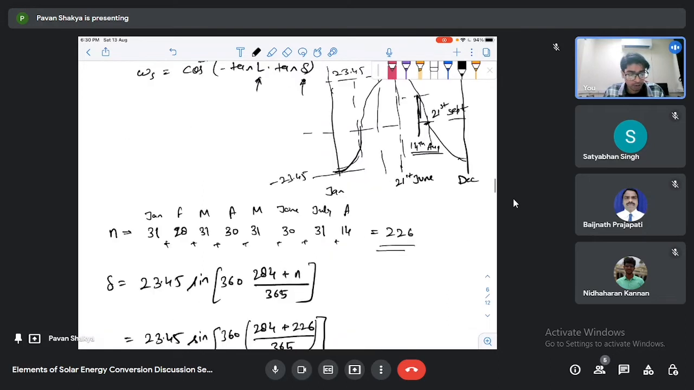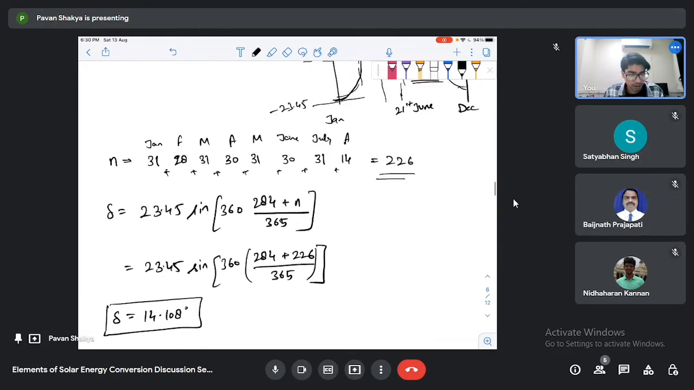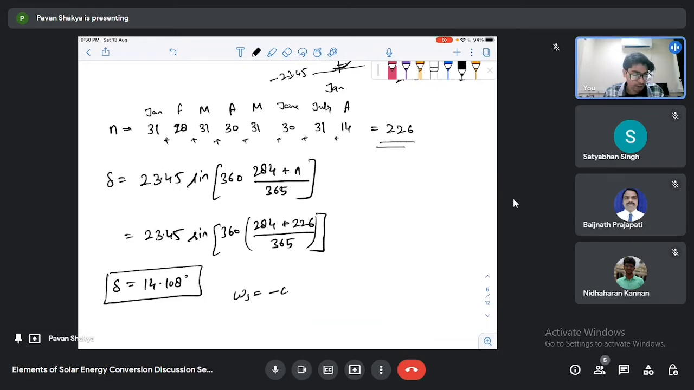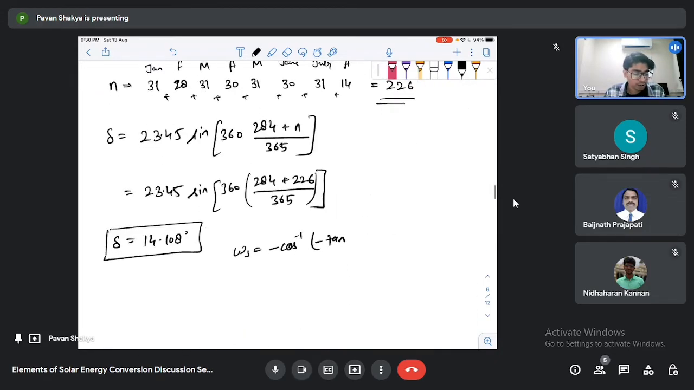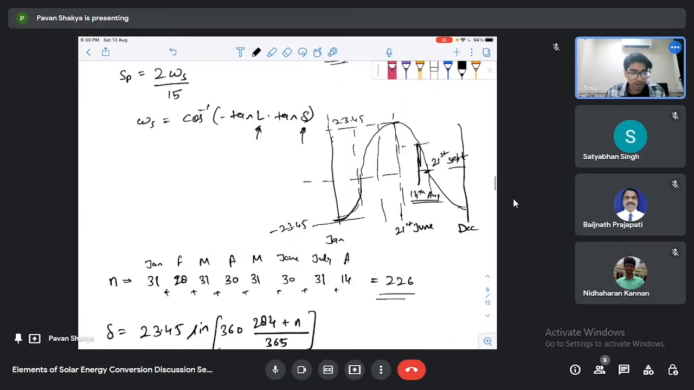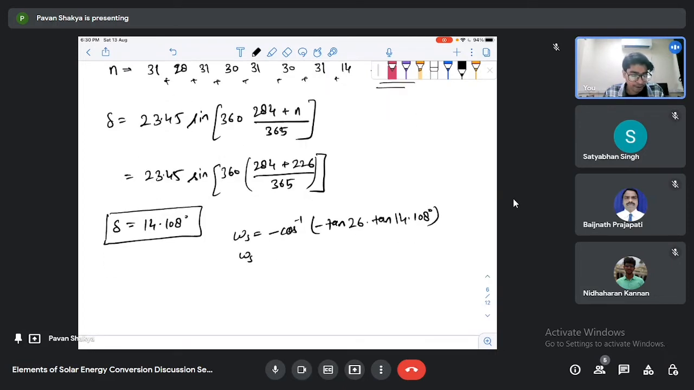Then we can calculate this day length. SP is equal to, no, sorry, first I have to calculate the omega s. From the formula that I have discussed, omega s is equal to cos inverse of minus tan latitude times tan declination. The latitude value is given as 26 degrees north. So minus tan 26 multiplied by tan of the declination angle, that is 14.108 degrees. When we solve this, we find that this omega s value comes out to be 97.04 degrees.